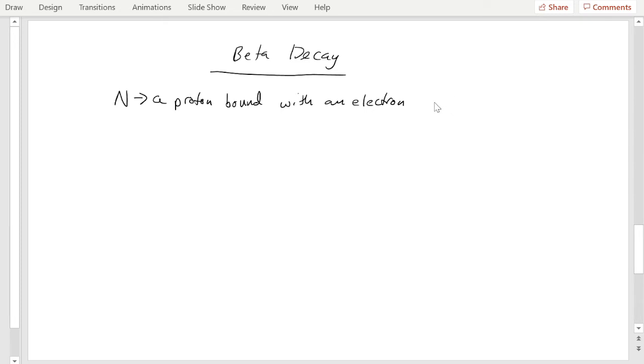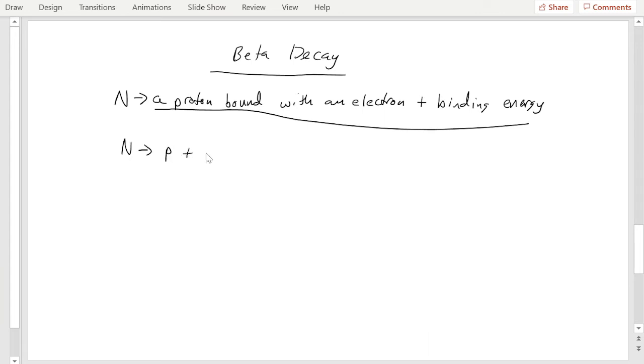So you can think of a neutron as a proton bound with an electron plus the binding energy to keep those 2 together. Okay? So this is where a neutron's mass comes from, is the mass of the proton, the mass of the electron, and the binding energy that it takes to keep those together. Sometimes a neutron will decay, and the neutron will decay to a proton plus an electron. Okay? So in beta decay, it's this electron that gets expelled from the nucleus.